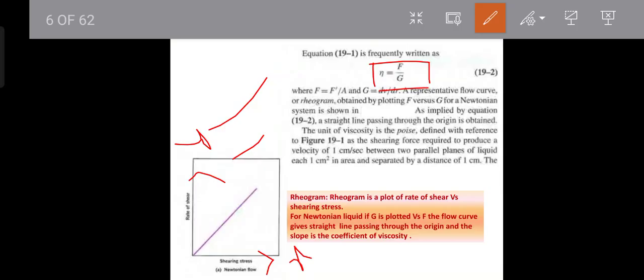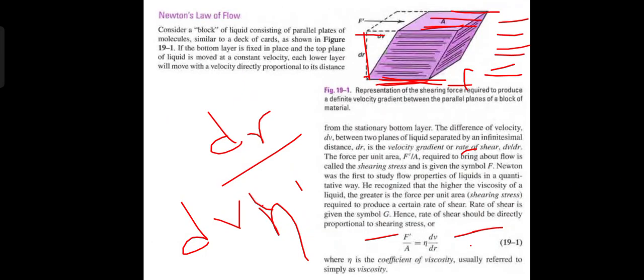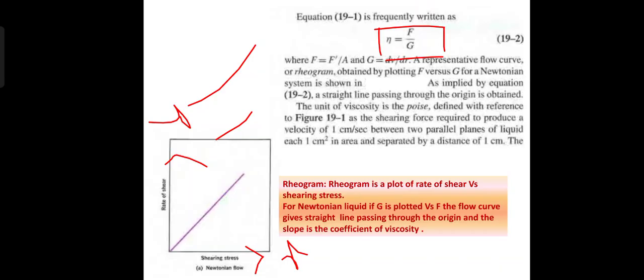Now, the implied equation is a straight line passing through the origin. The unit of viscosity is the poise, defined as the shearing force required to produce a velocity of 1 cm per second between two parallel plates of liquid, each 1 cm square in area, separated by a distance of 1 cm. If you take everything as unity, then the viscosity can be defined that way also, because F naught by A, the unit area, is taken as 1 cm square.